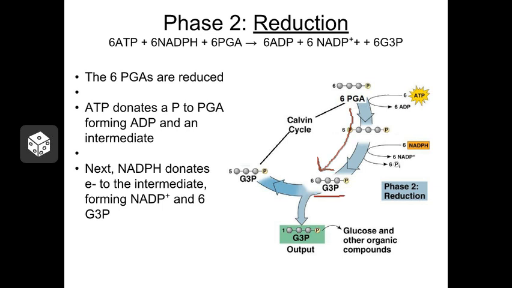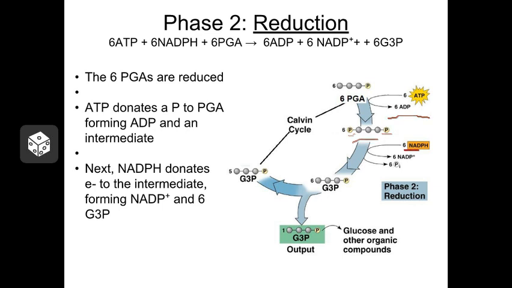Now, this process is endergonic. It requires energy. So that's where our little energy molecules that we filled up through the light reactions are going to come in. Six of our ATPs are going to come along, and they are going to drop off six phosphates. They're going to add them to those PGAs, and it's going to make this intermediate product. The ATPs are dephosphorylated and now have to go back to the light reactions and get refilled.